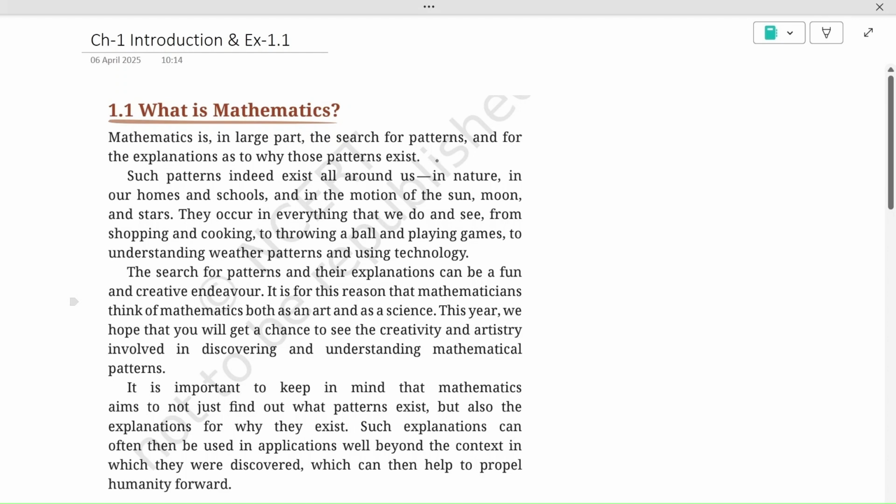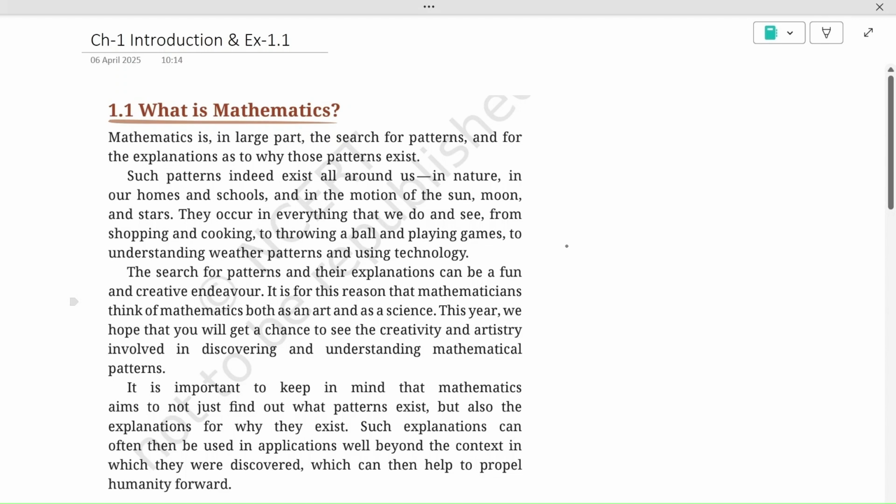As a part of this chapter, we are going to understand a few of the patterns, and then we will get to know why those patterns exist and how they can be used in calculations and to find out more numbers. Now, such patterns indeed exist all around us in nature, in our homes and schools, and in the motion of the sun, moons, and stars. They occur in everything that we do and see, from shopping and cooking to throwing a ball and playing games, to understanding weather patterns and using technologies.